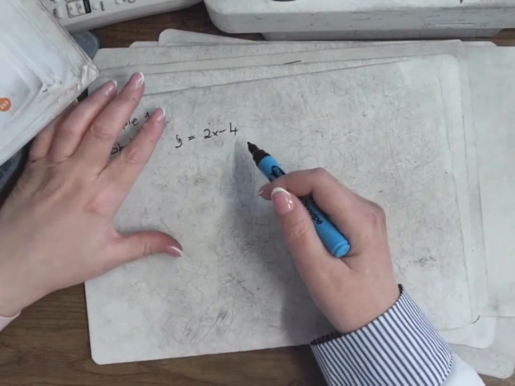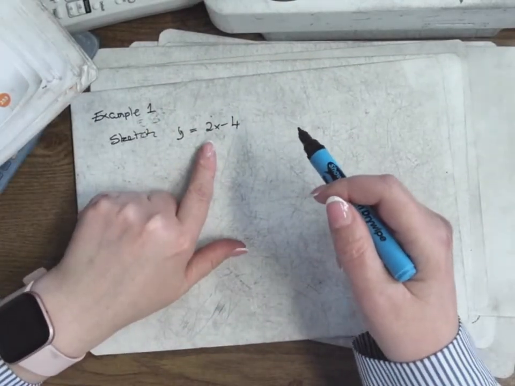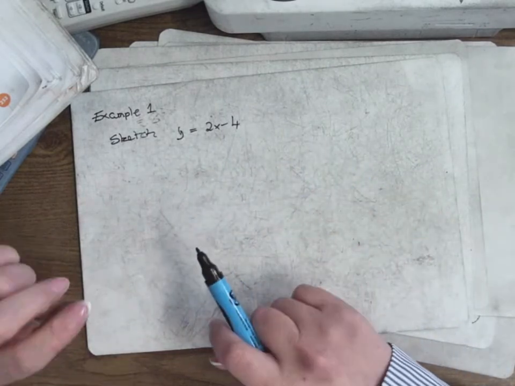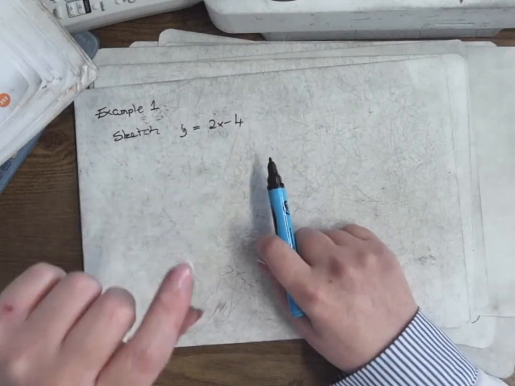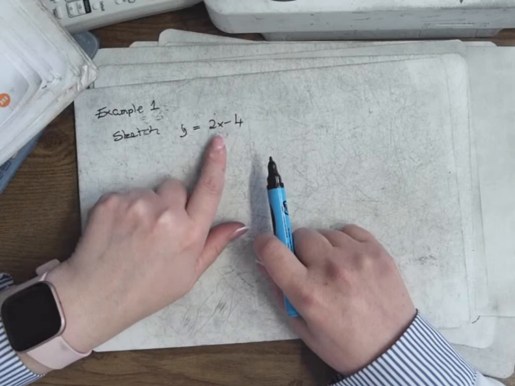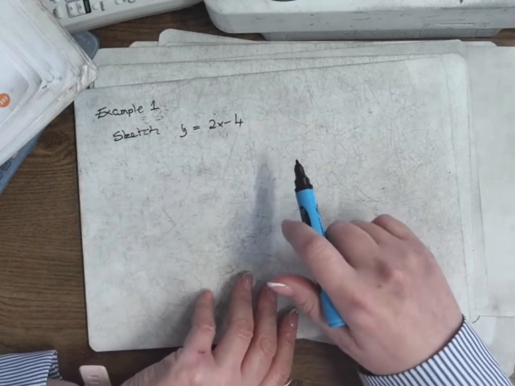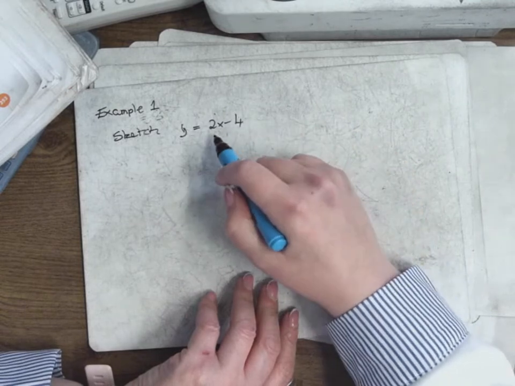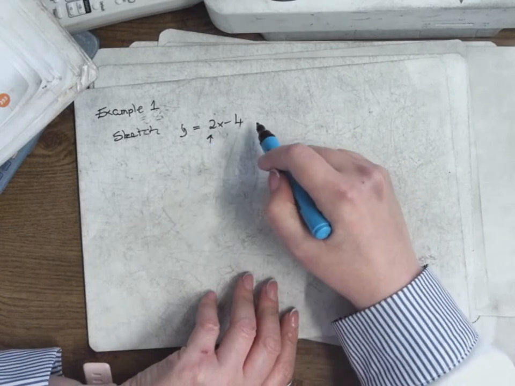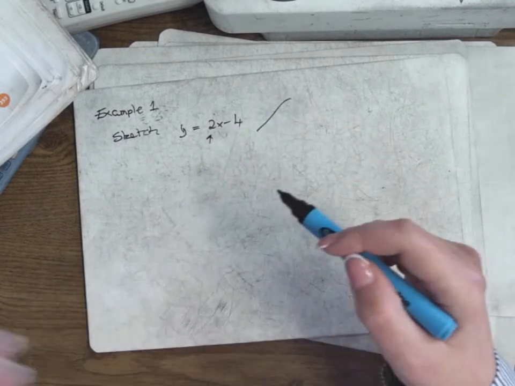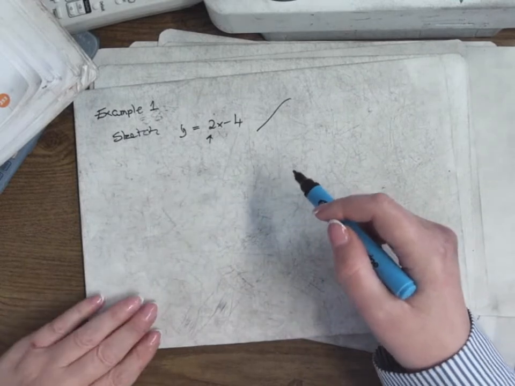Next one. Example 1. So you want to sketch this. You need to know by looking at it that it's a line, because the highest power of x is x on its own. That means it's a line. Is it a line going up or a line going down? It's a positive slope, isn't it? So that means it's a line going up. Handy to know what you're looking for.